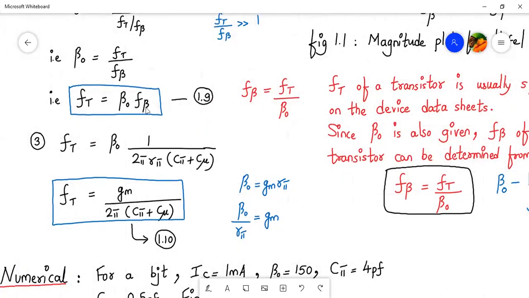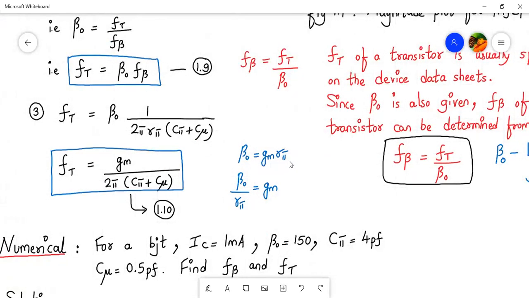Now, what is FT, F beta written as? F beta is 1 upon 2 pi r pi into C pi plus C mu. Right. So over here, we know that beta naught value is GM into R pi. We have discussed that before. So beta naught upon R pi will be equal to GM. So here we have beta naught and R pi in the denominator. So FT can be written as GM divided by 2 pi into C pi plus C mu. So please note down this equation. This is very, very important while solving small numericals. So your unity gain frequency, FT, is given by GM divided by 2 pi into C mu plus C pi.